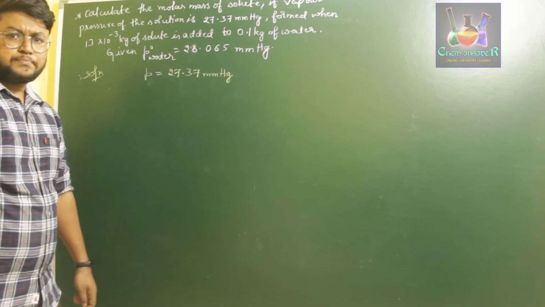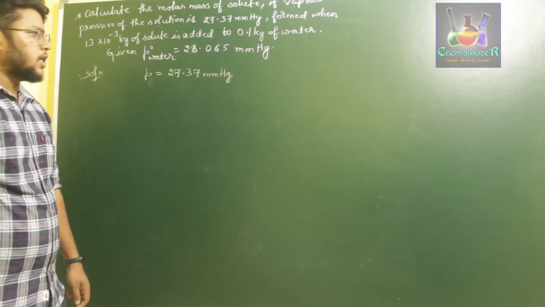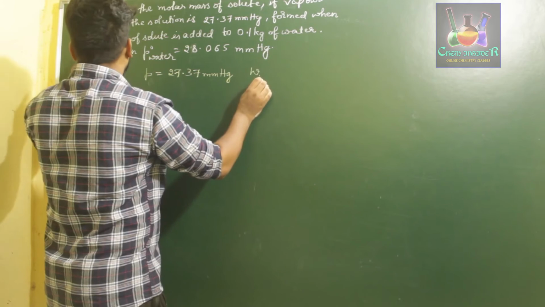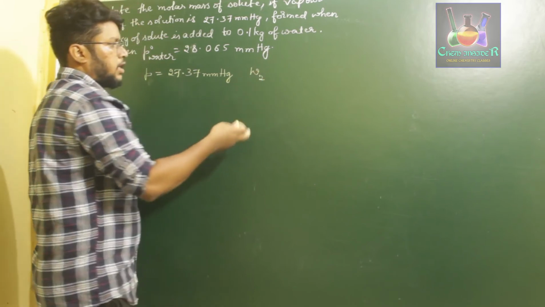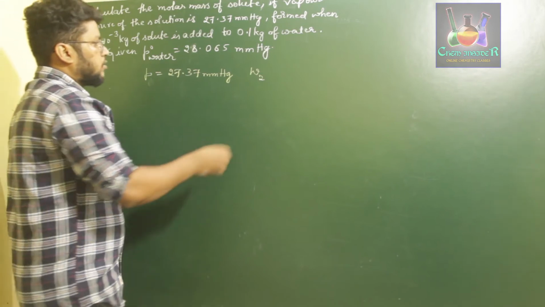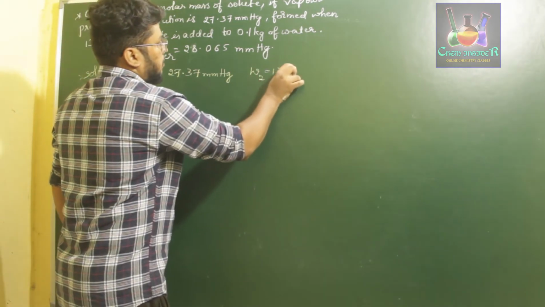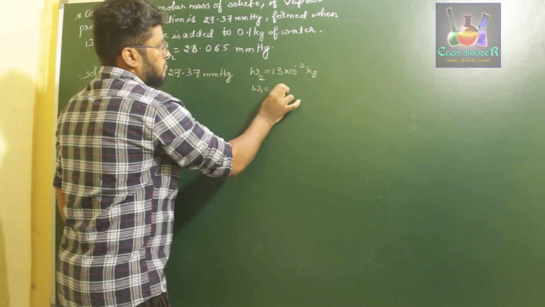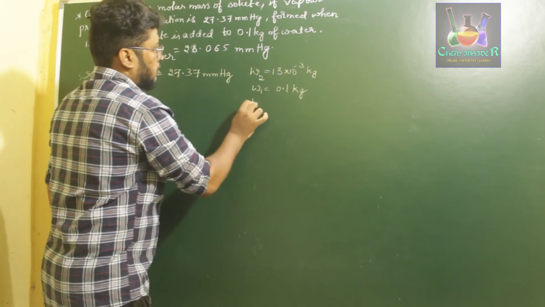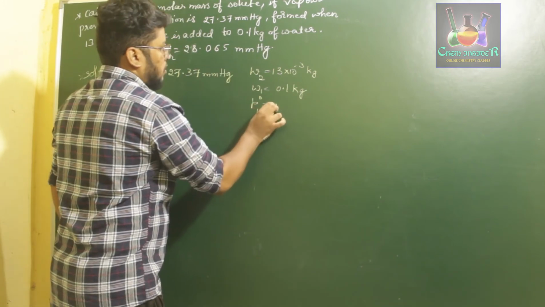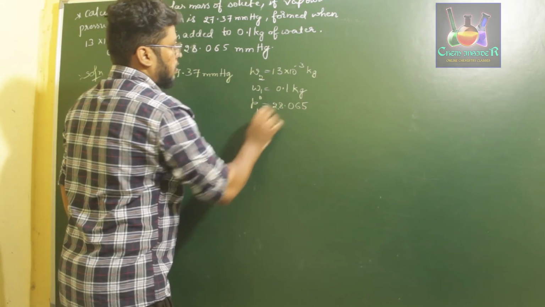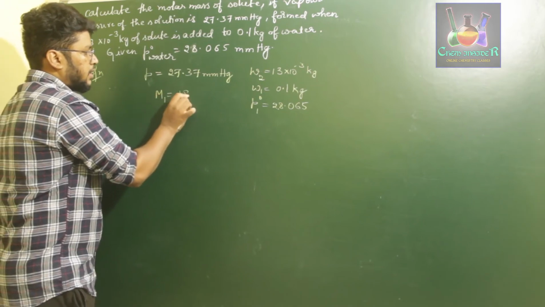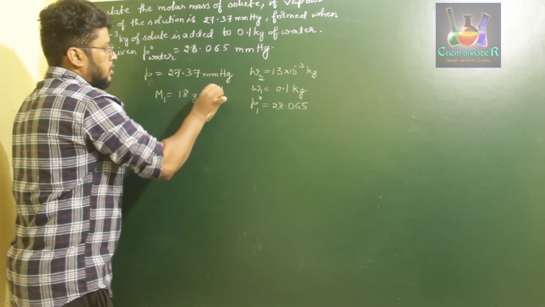So now the vapor pressure is 27.37 mmHg, and they have given the weight of the solute, that is W2, or we can take Wb. W2 is equal to 13 into 10 power minus 3 kg. W1 is 0.1 kg, and they have given P1 naught, which is equal to 28.065, and the molar mass of water, that is M1, is equal to 18 grams per mole.